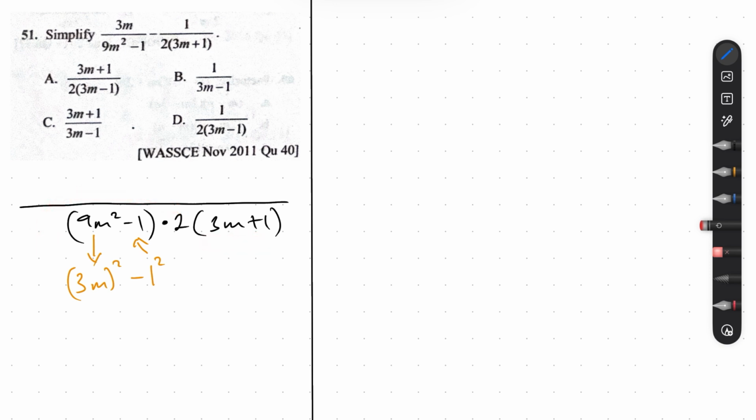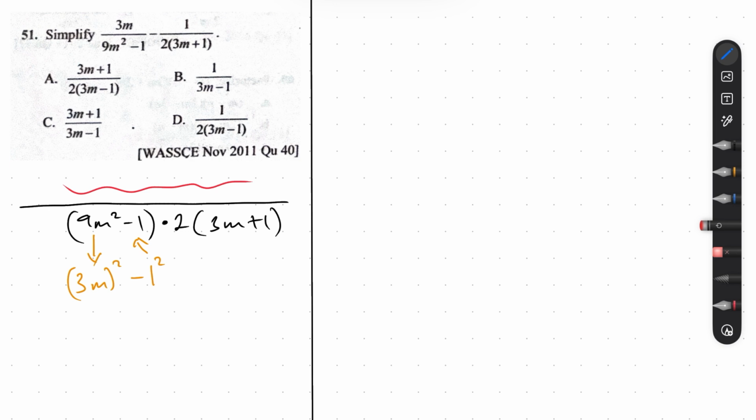Now we know we are going to have a bunch of things over here, okay? But based on what I've explained right here, I want us to write this in terms of what? A difference of two squares, okay? But first, let's write this. Let's write this term first.